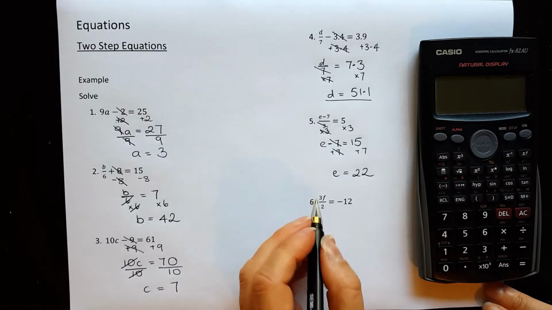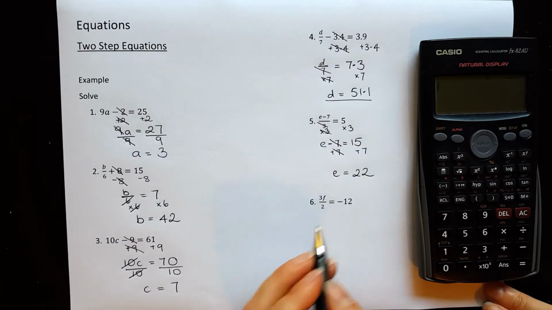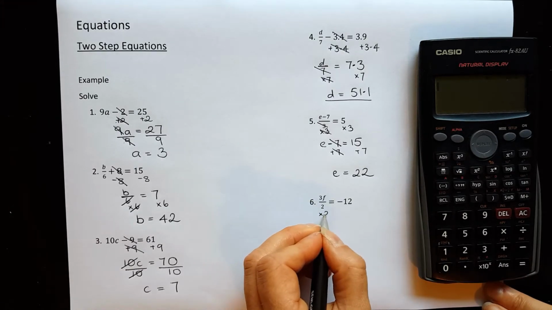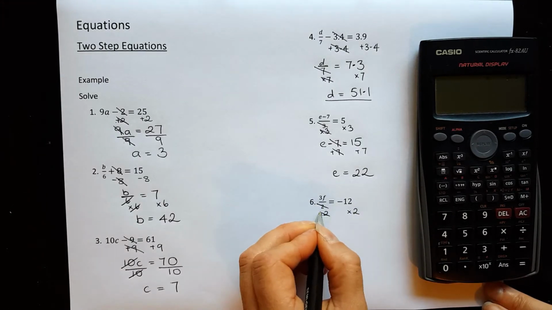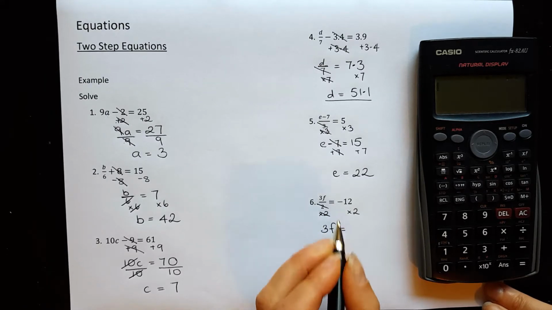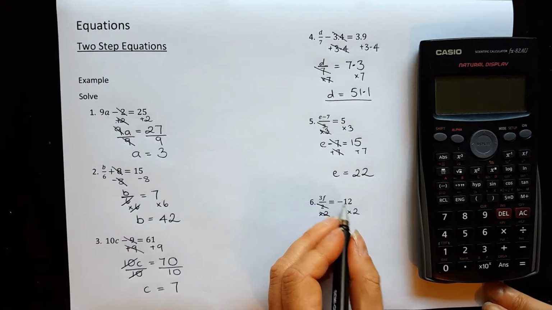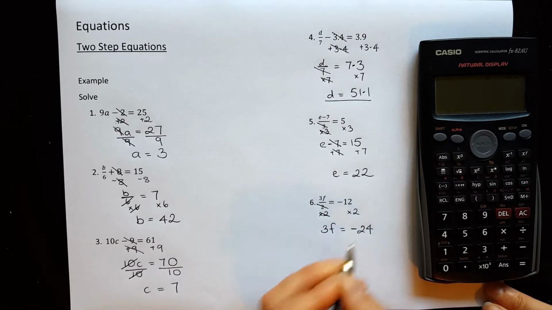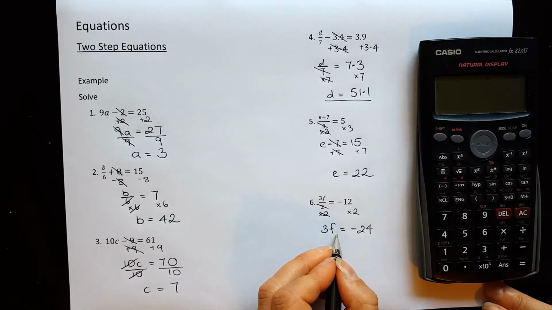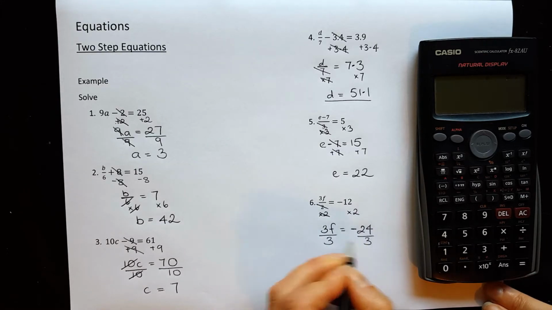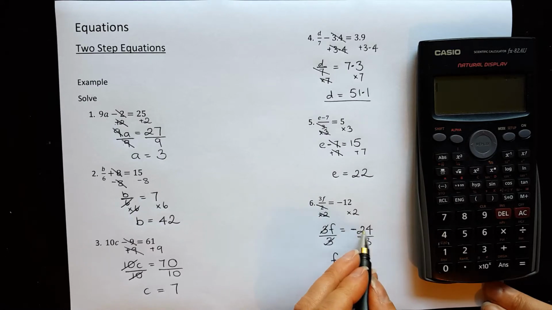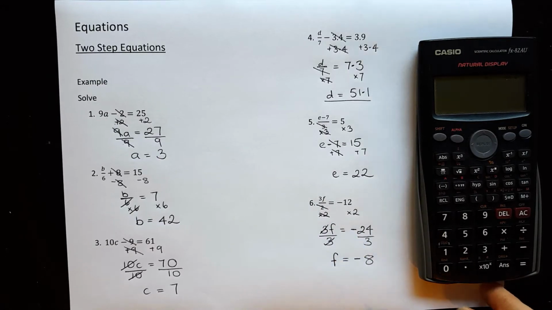And for question 6, 3f over 2 is equal to minus 12. First of all, we would want to times the 2 to both sides, so that 3f is equal to minus 12 times 2. A minus times a positive makes a negative. 2 times 12 is 24. Then we divide by 3 to get rid of that. f is by itself. A minus divided by a positive will give me a negative answer. 24 divided by 3 is 8.